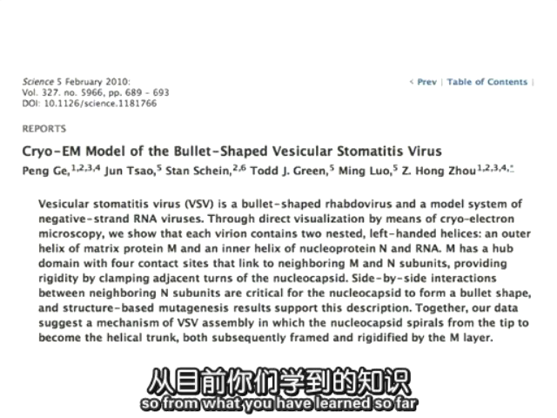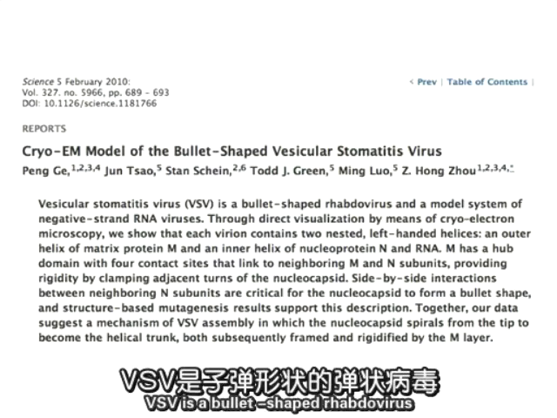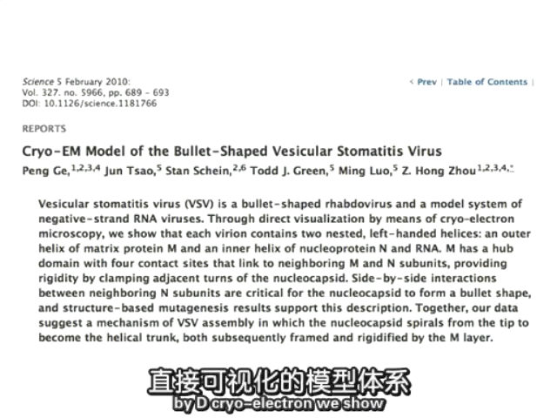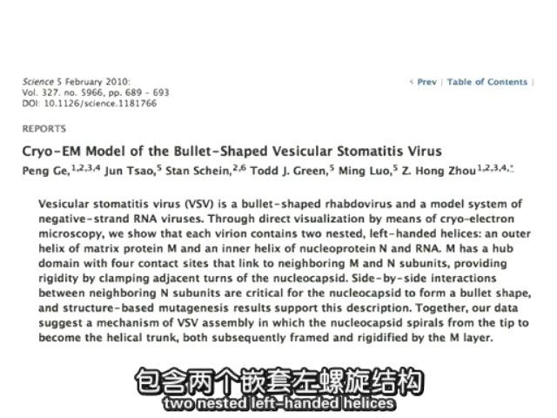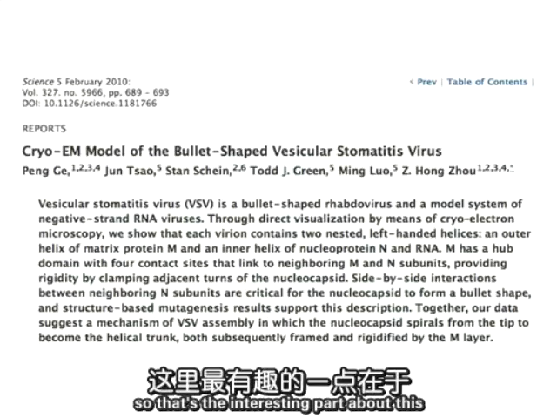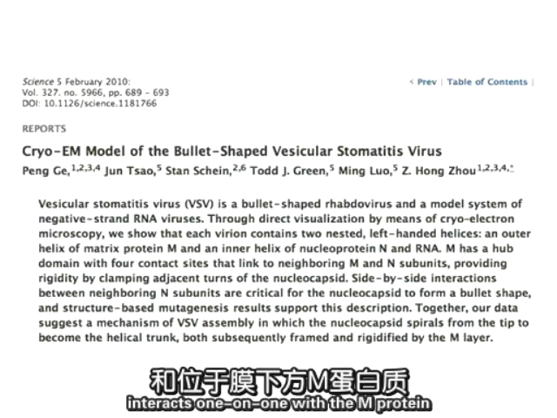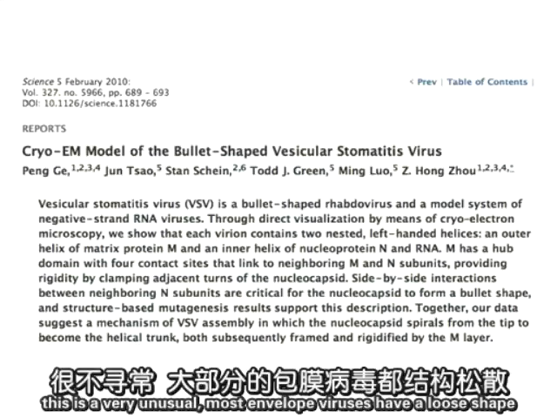From what you've learned so far, you could almost understand all of this paper. VSV is a bullet-shaped rhabdovirus in a model system. Through direct visualization by cryo-EM, we show that each virion contains two nested left-handed helices, an outer helix of M and an inner helix of N in RNA. So that's the interesting part about this. They show that the N protein, which coats the RNA, interacts one-on-one with the M protein, which is underneath the membrane. And this is very unusual.